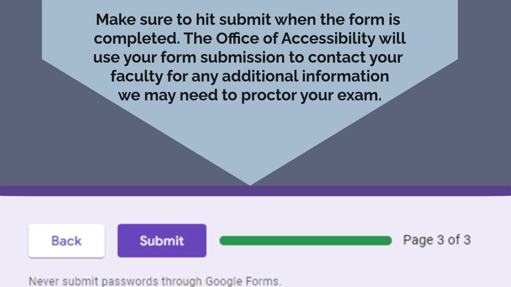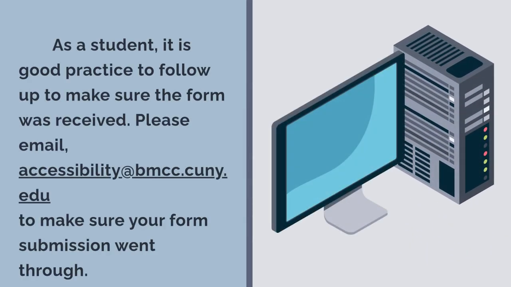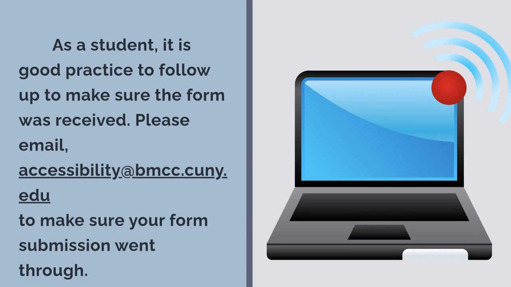Make sure to hit submit when the form is completed. The Office of Accessibility will use your form submission to contact your faculty for any additional information we may need to proctor your exam. As a student, it is good practice to follow up to make sure the form was received. Please email accessibility@bmcc.cuny.edu to make sure your form submission went through.